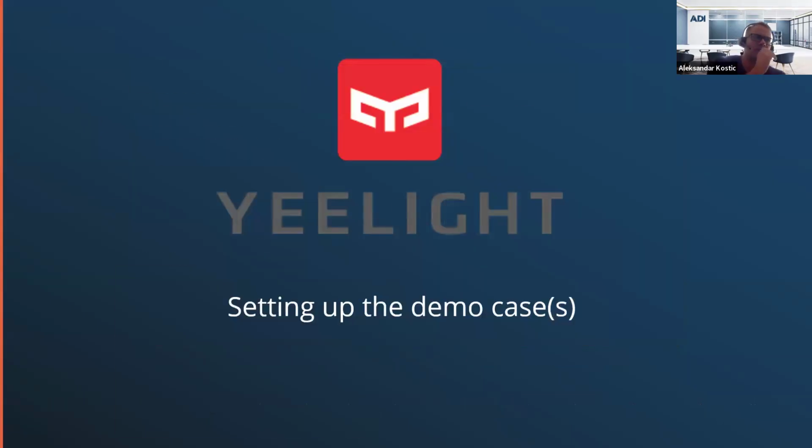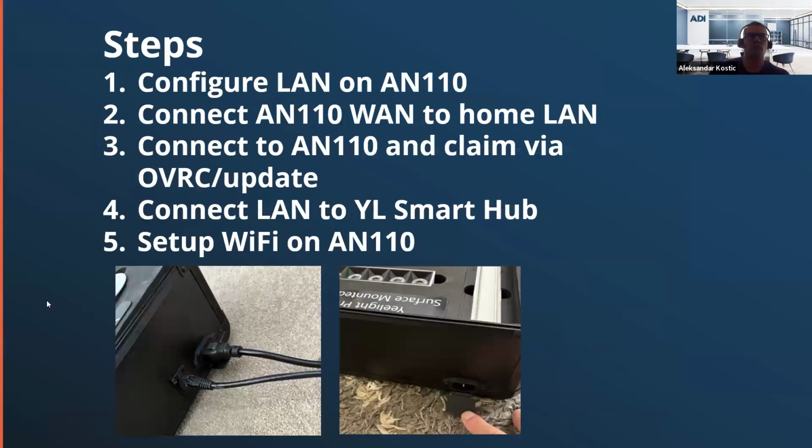So regarding setting up the demo cases, it is quite straightforward, but just to mention that in any case, when you connect your wireless router, the 110 router, you connect one interface to the home LAN. Just be sure when you are configuring your AN 110, this router by default has the local area network 192.168.1. It can easily happen that your home LAN is on the same network. So to avoid any potential conflict, just change the local area network of the router to whatever else.